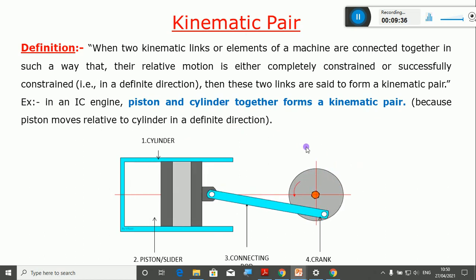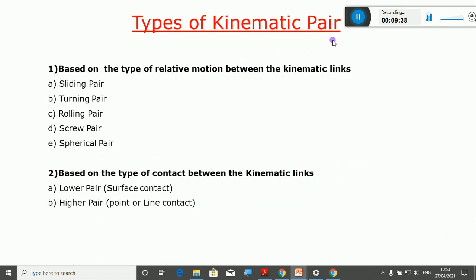Then I'll go to the types of kinematic pair. Correct? Please take the heading as types of kinematic pair. I'll give 1 minute, please write down these classifications, so that you will not get bored, you should be involved in the class. So please write down the headings. I'll give the detailed notes, but please take down the classification of kinematic pair.